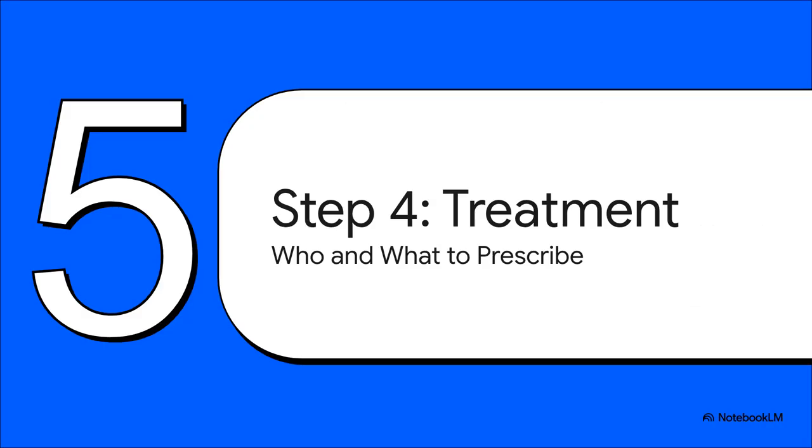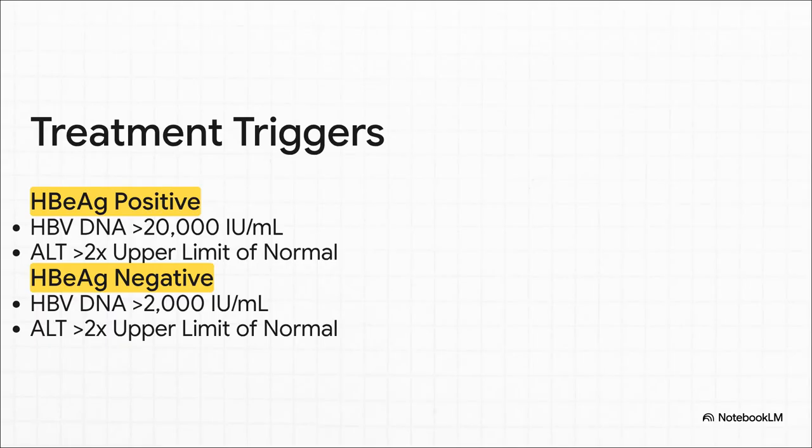All right, on to step 4, treatment. This is for our immune-active patients, the ones where that battle is raging. Our goal is simple: suppress the virus, get the liver enzymes back to normal, and stop the liver disease in its tracks. So when do we actually start?